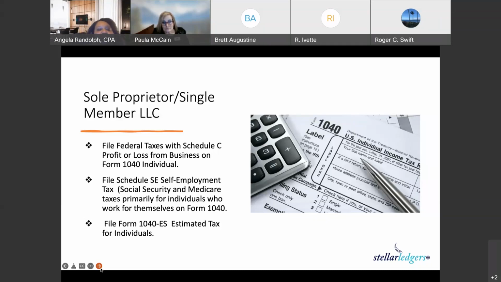Okay. And then you're also going to be filing Schedule SE, self-employment, which is Social Security and Medicare taxes, primarily for individuals who work for themselves. You're self-employed. You consider self-employed as a sole proprietor or disregarded entity. Okay. And then also, since you're not paying into the system by way of employment taxes, payroll taxes, more than likely, if you're making a profit, you'll need to be making estimated quarterly tax payments.